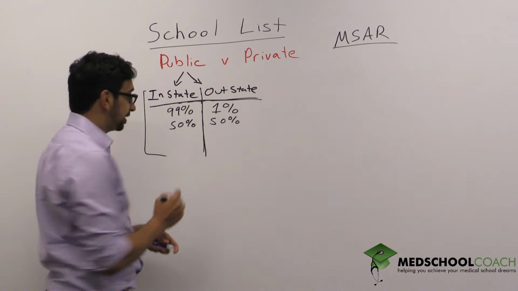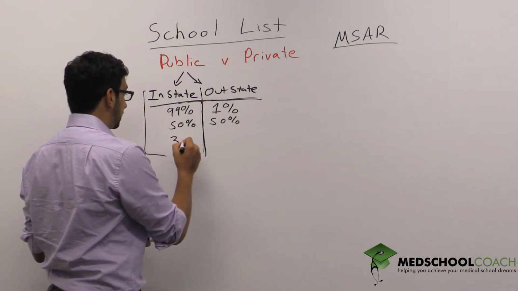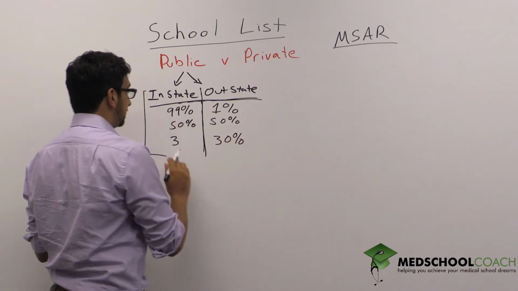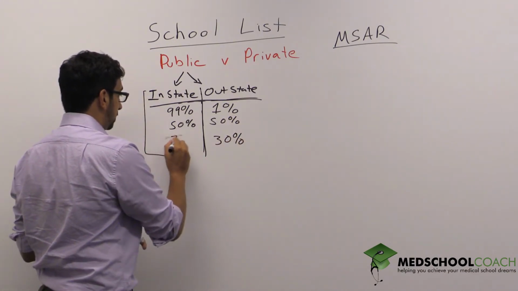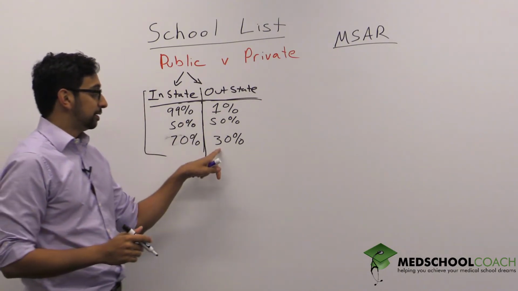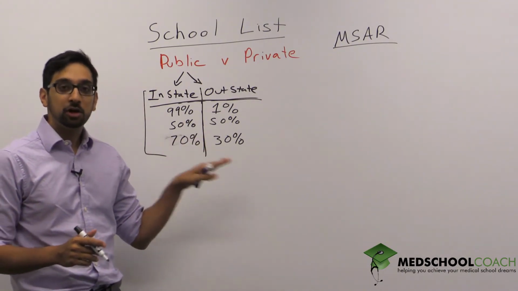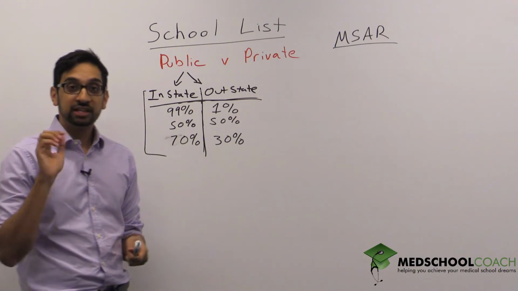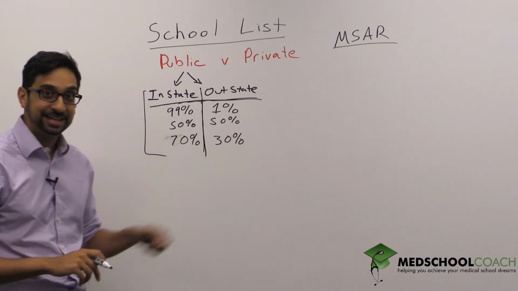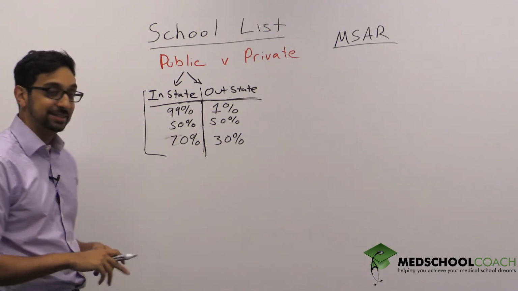Typically, what I tell my applicants is that if the number is 30% out of state, which means it's 70% in state, or less, you may not want to apply to that school, because that school is highly considering their in-state applicants, putting a lot of emphasis on their in-state applicants rather than their out-of-state applicants.